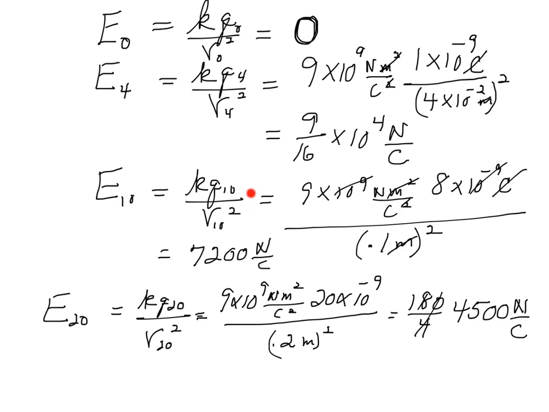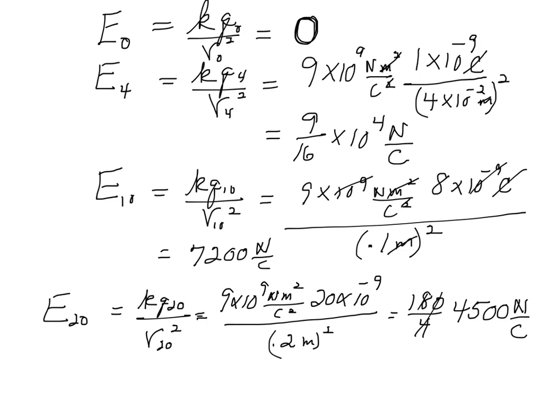E10, I wrote the equation. Notice the format: what you're calculating, the equation you're using, and the numbers with the units, showing all the cancellations. 9 times 8, 72. I think you can do that. 0.1, or 10 to the minus 1 squared, that's 10 to the minus 2. In the denominator, that's 10 to the 2. So 72 times 100, or 7200 is the answer. Notice the units, newtons per coulomb.